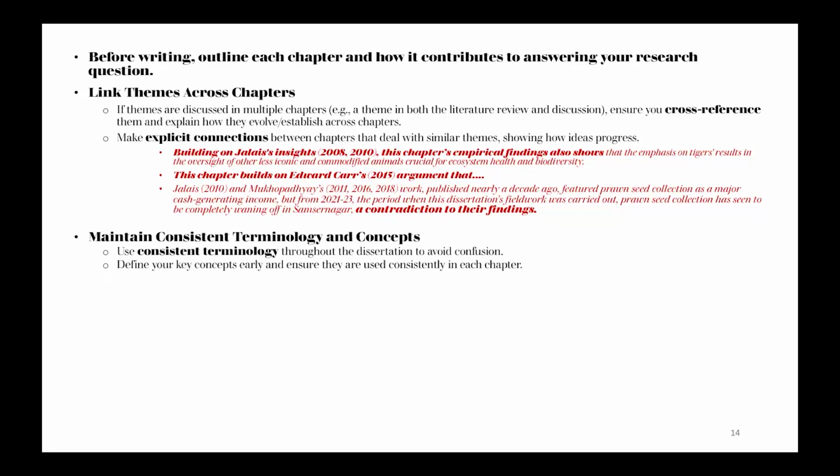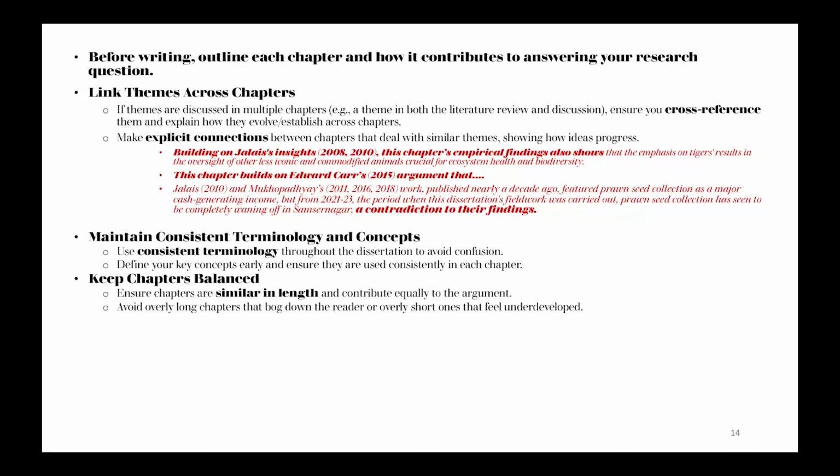Make sure that you are also consistent in using a particular terminology or concept. I was having a lot of problems deciding whether I should use the term Sundarban or Sundarbans. When I was freehand writing, somewhere I wrote Sundarban, somewhere Sundarbans. But at the end, when you are polishing or vetting your dissertation, thesis or research article, make sure that these terminologies are consistent.